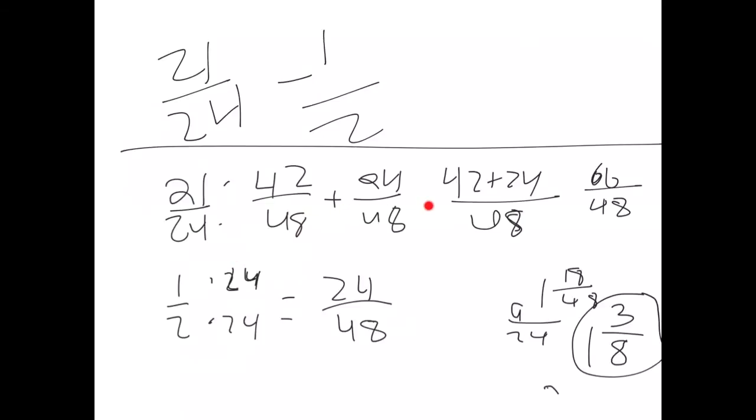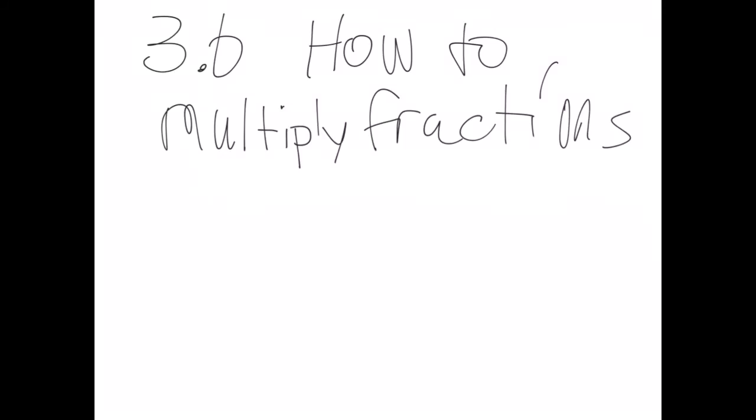42 plus 24 is 66 over 48. That's an improper fraction. I have to change that to 1 and 18 over 48. That can reduce to 1 and 3/8, and that's my final answer.